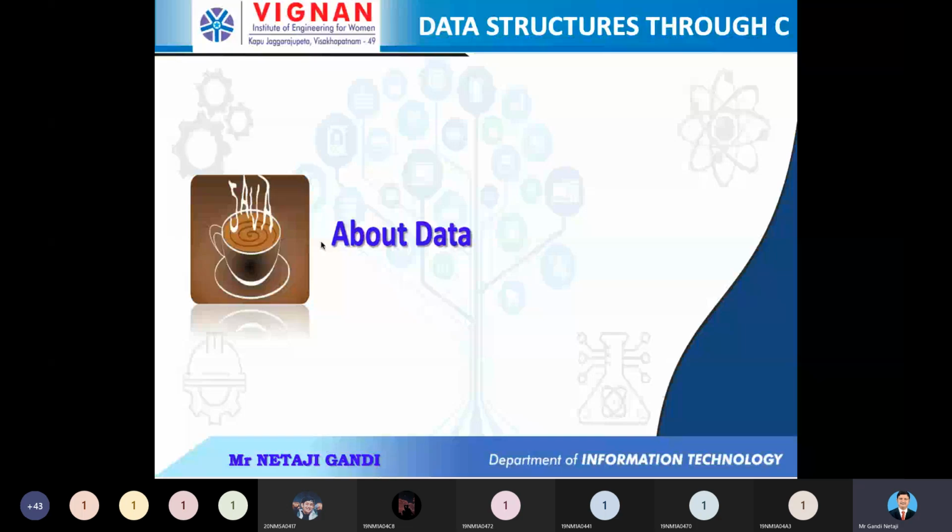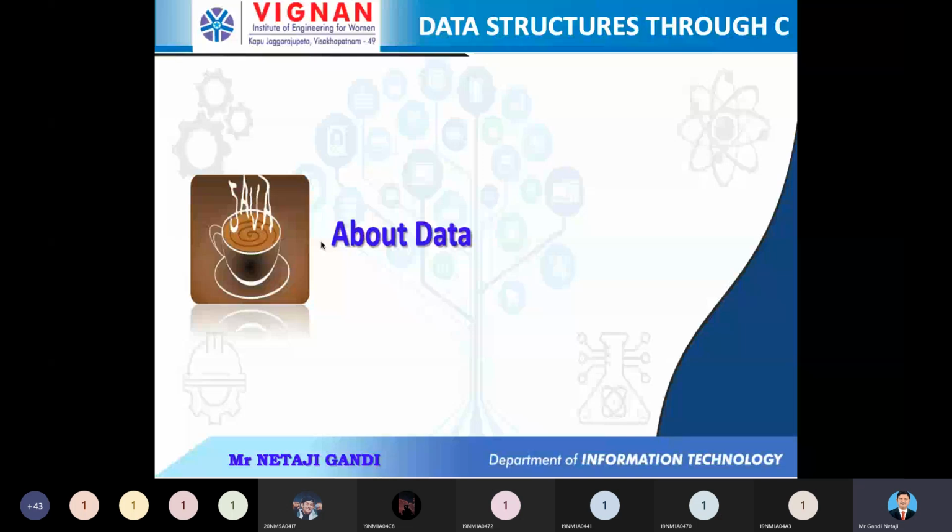Why do data structures play a very important role in today's environment? Try to understand here that data is very important. Without knowing the data, how can you structure the data? Structure is nothing but the way of alignment, the order of data. How can you arrange the data? So first of all, let me explain about the data.